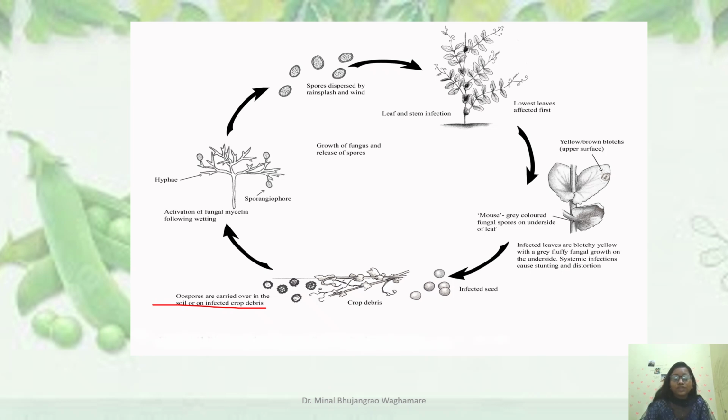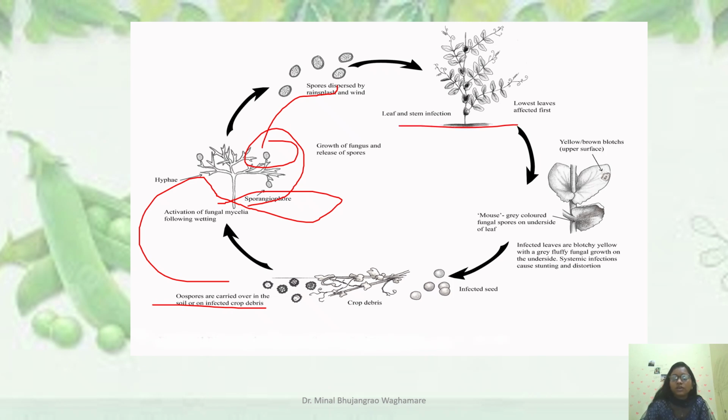Coming to indirect germination, it leads to the formation of sporangiophore, and the sporangiophore bears sporangium. That sporangium helps to release the zoospores, and those zoospores carry the secondary infection in this disease. Typically, mouse gray colored fungal spores are on the underside of the leaf, and a fuzzy appearance comes to the leaves.